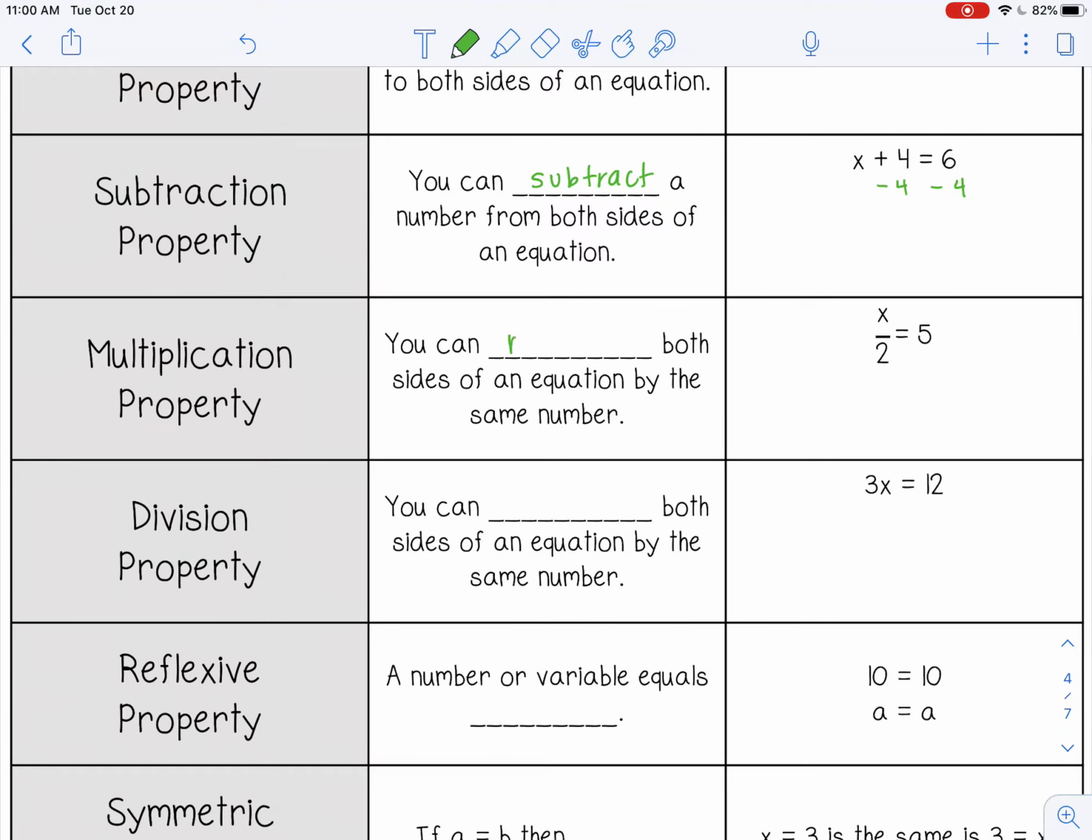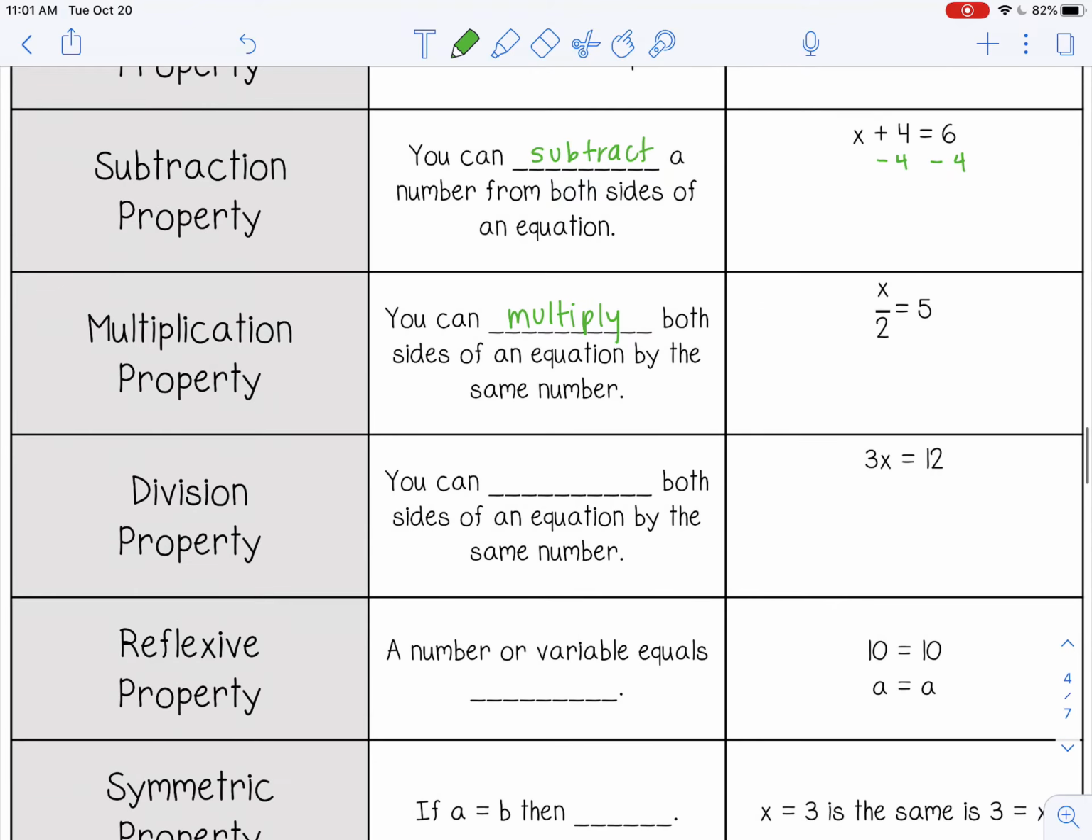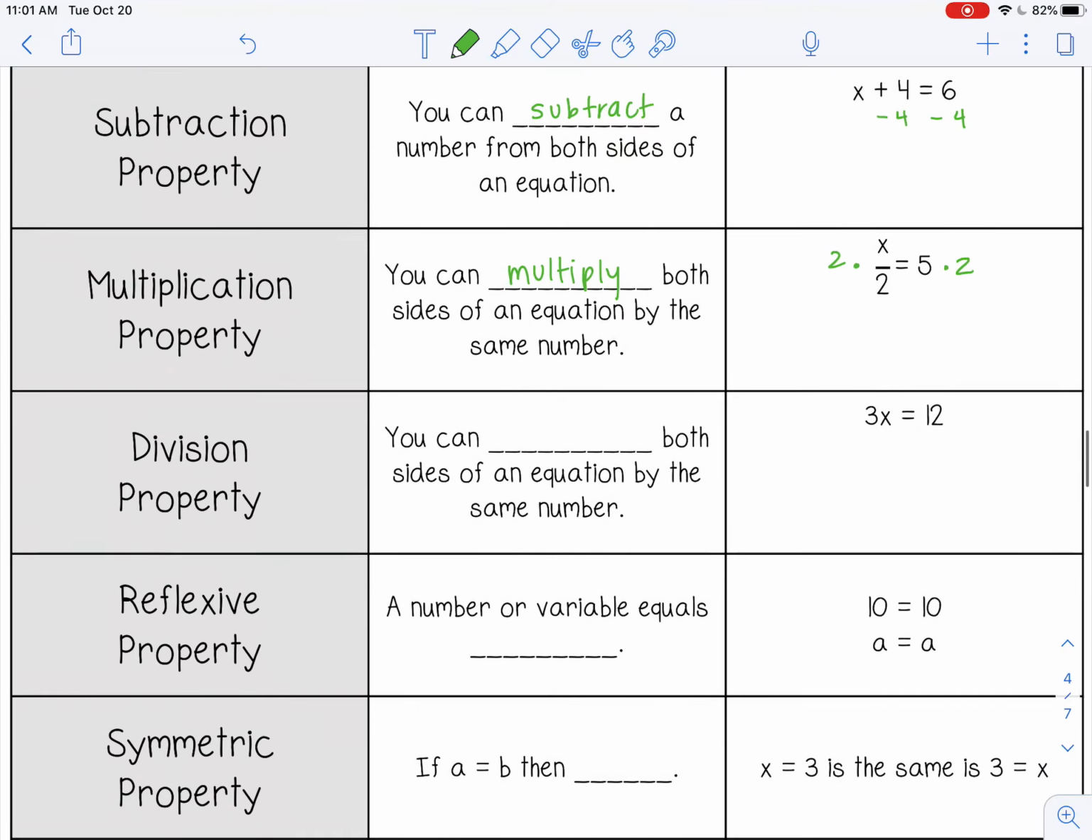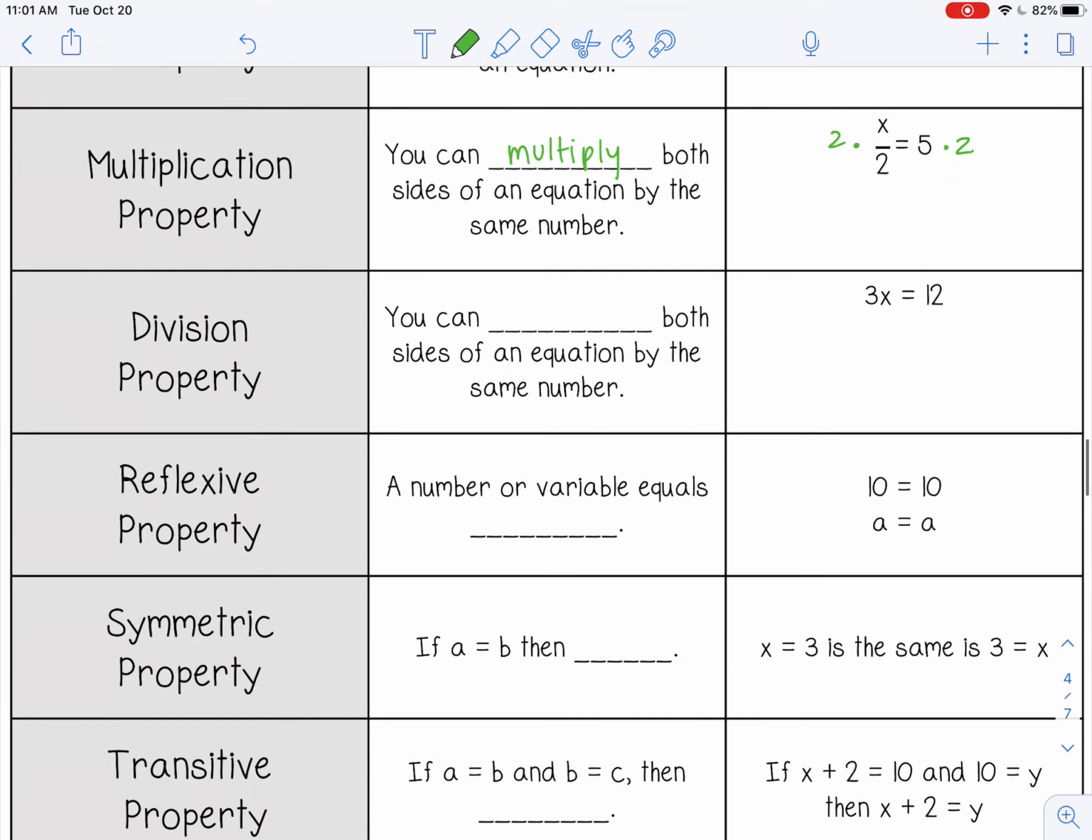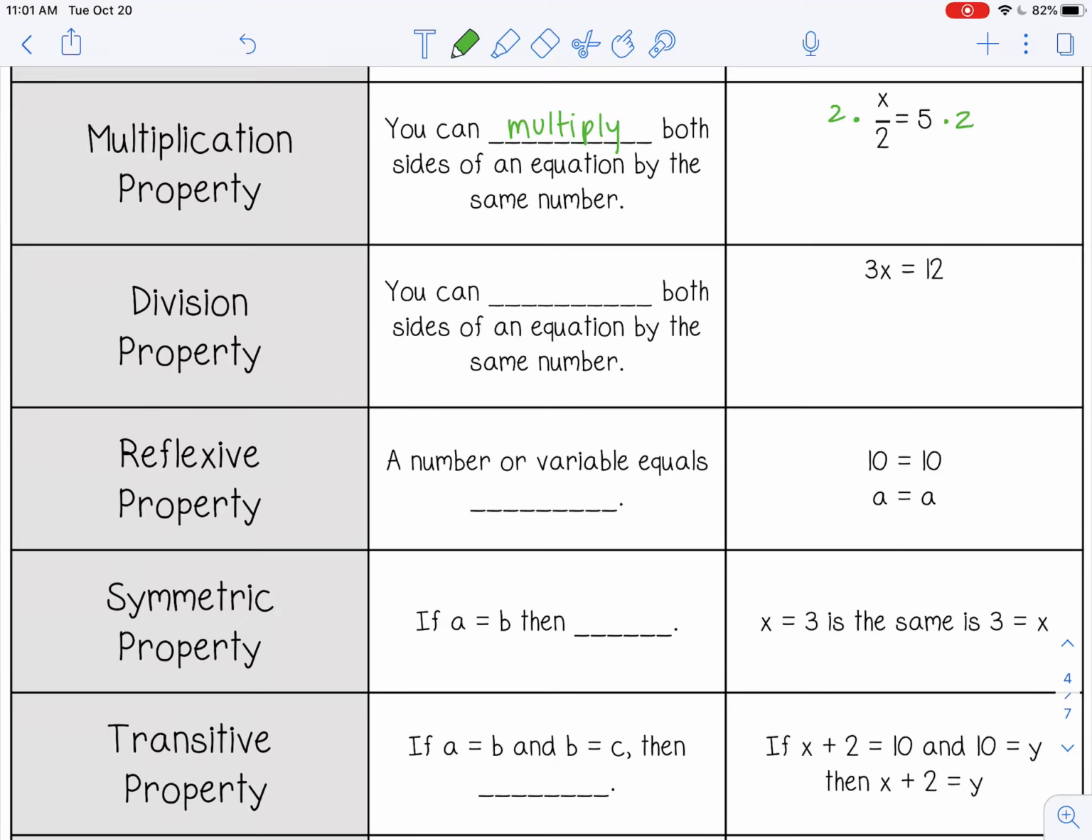Multiplication property says you can multiply both sides of an equation by the same number. So here I can multiply both sides by 2 without changing the value of the equation. And then division property, you can divide both sides of an equation by the same number. So here I can divide both sides by 3.